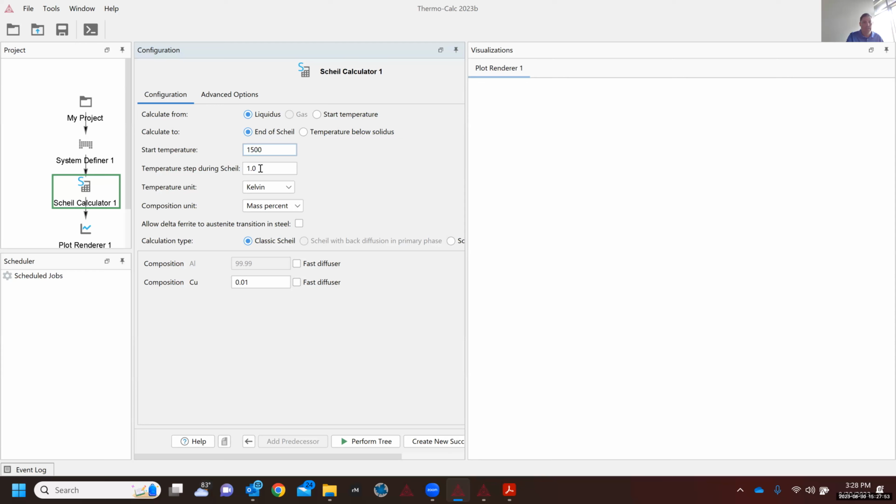Temperature step during Scheil, if you want to do it by default, it's going to do a new calculation every 1 degree. So it'll find the liquidus, calculate that equilibrium, and then cool down a little bit more, calculate the new equilibrium compositions, calculate how much solid forms between the liquidus and 1 degree below the liquidus, and so forth. So let's do that calculation.